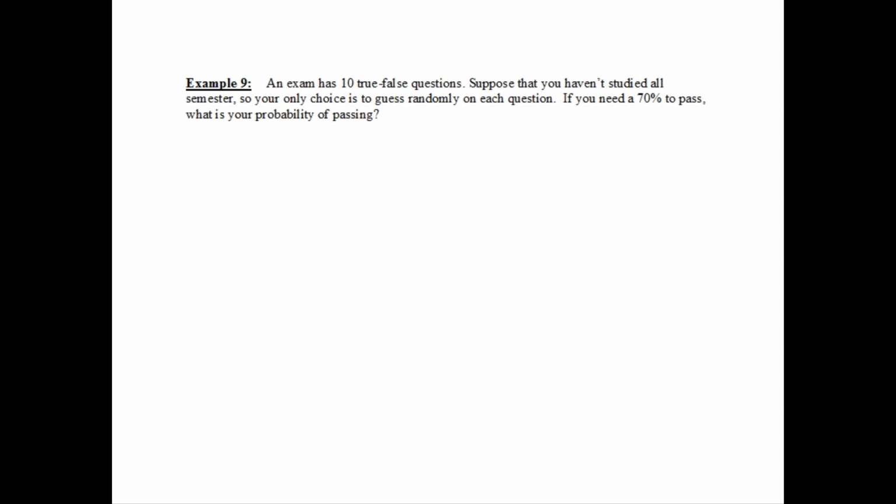Let's suppose that we have an exam with 10 true-false questions. Let's also suppose, of course this would not happen, but let's suppose that you haven't studied all semester, so your only choice is to randomly guess at each question. You need a 70% to pass, and we want to determine your probability of passing by randomly guessing. So if we have a 70%, since we have 10 questions, that means that we have 7 of our 10 are going to be correct.